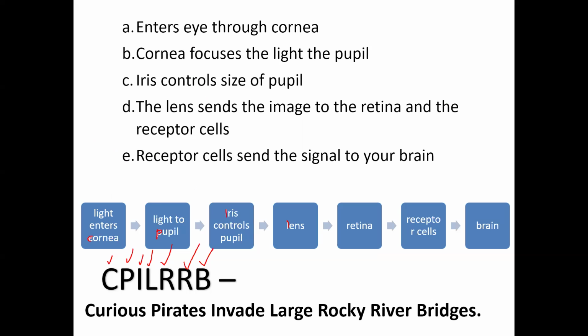So light enters your cornea, which is then focused by the pupil. Your iris controls the size of the pupil. That gets sent to your lens, which then sends the image to the retina, which then sends it to your receptor cells, your rods, your cones, and finally into your brain.